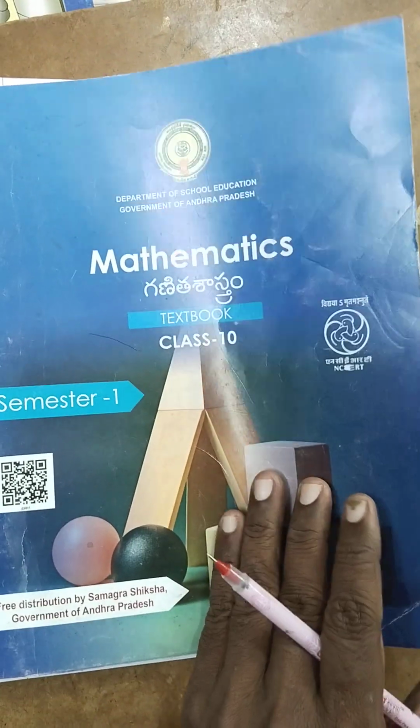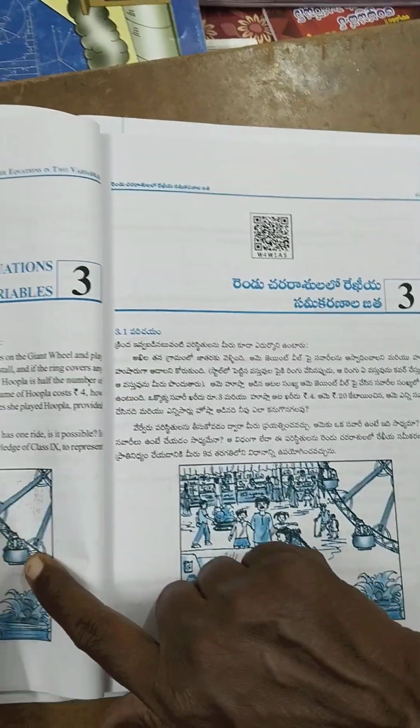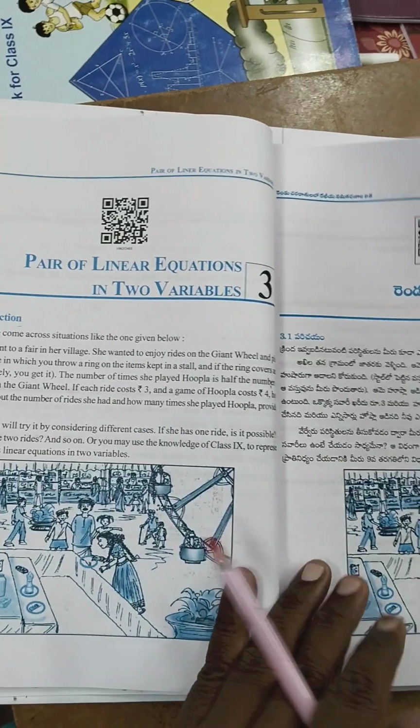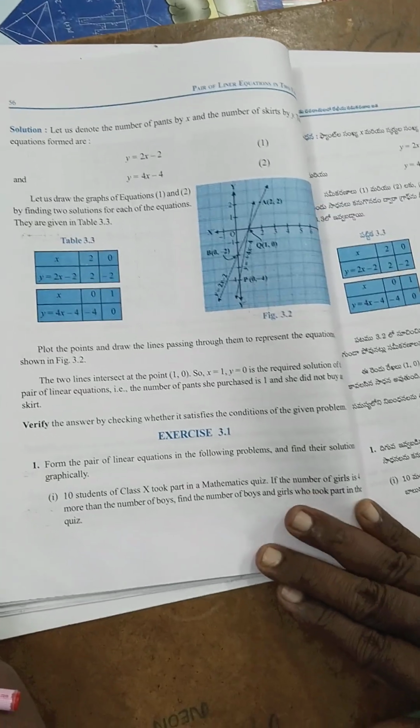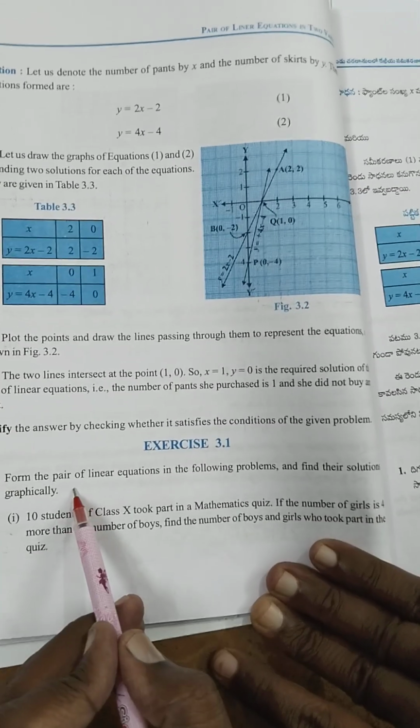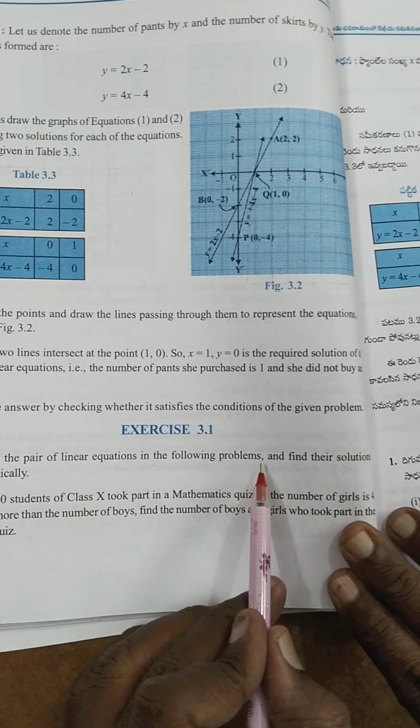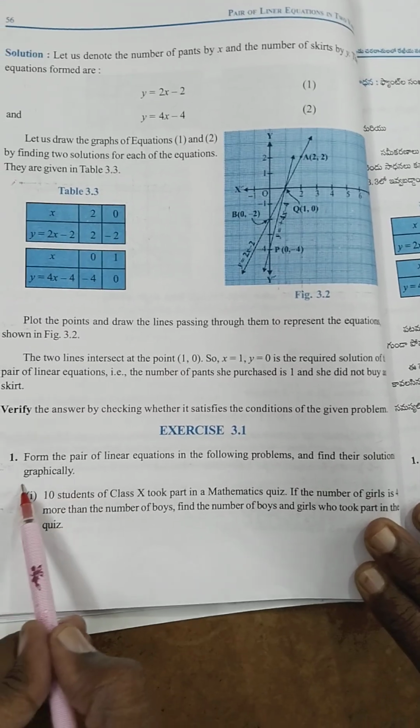Today I am going to explain pair of linear equations in two variables. Exercise 3.1. First exercise, first problem. From the pair of linear equations in the following problems and their solutions graphically.